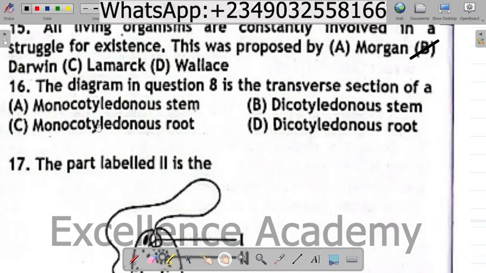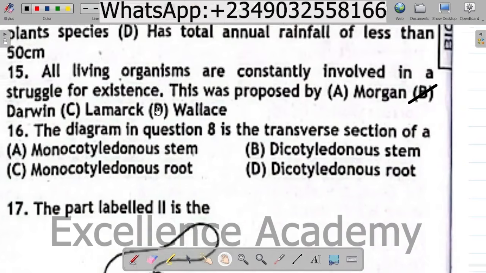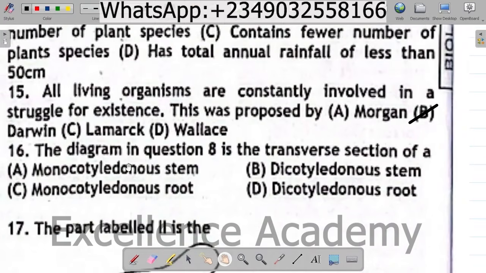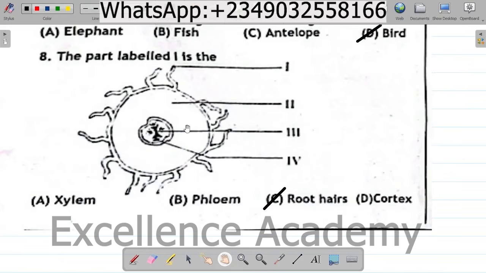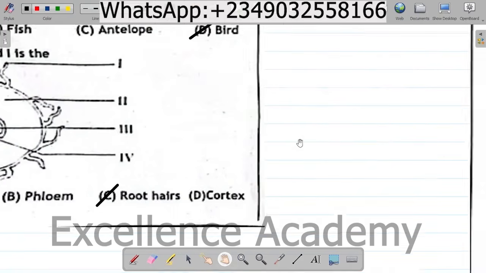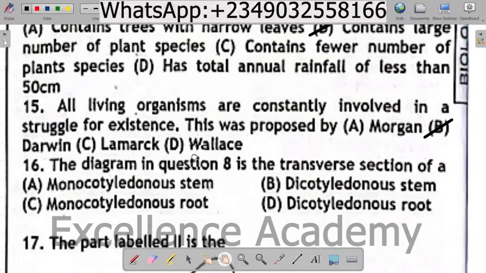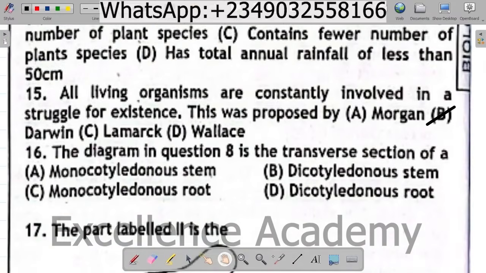Question 16. The diagram in question 8 is the transverse section of: A. Monocotyledonous stem. B. Dicotyledonous stem. C. Monocotyledonous root. D. Dicotyledonous root. That question is for this diagram. And the correct answer is D. A dicotyledonous root.